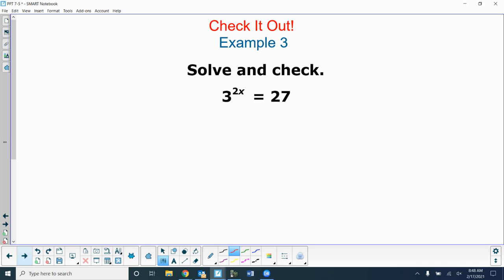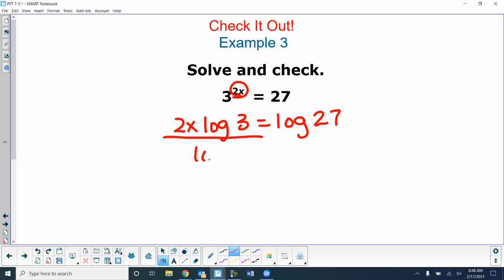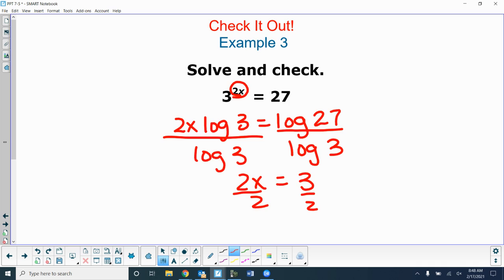Okay, again, this one we could rewrite this as 3 to the third, that other base, but just get in the habit of taking this out front and the log. Divide by the log of 3, one on the left, take it over to the right. And when you put that in your calculator, you get 3, and then you just divide by 2. You get 3 halves or 1.5. That makes sense?